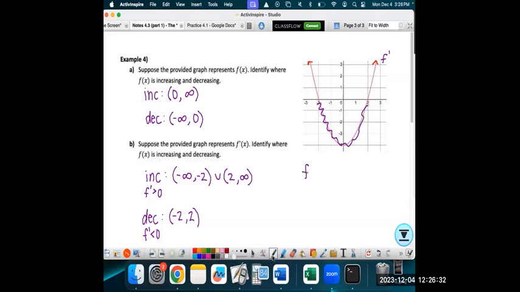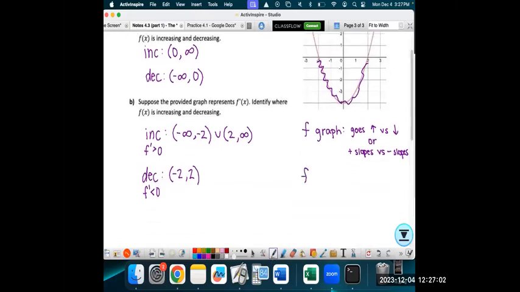So if I have an f graph, I can look at that one of two ways. I could look at where my graph is going up versus down, or I can look at my slopes. If I have my derivative graph, I need to look at my derivative outputs.